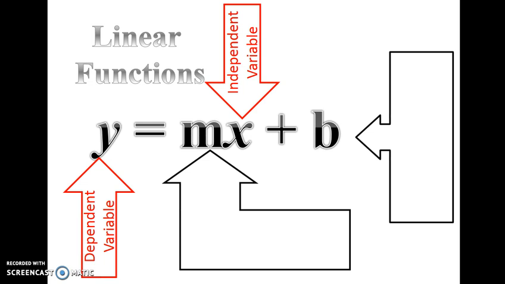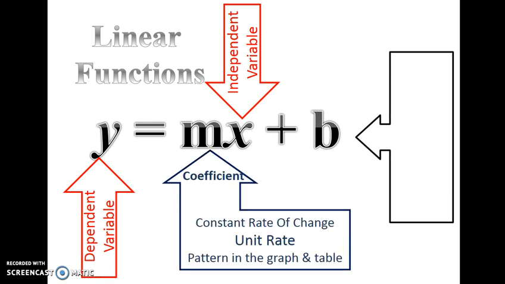So the m represents lots of things. First of all, anytime you have a number multiplied by a variable, that's called the coefficient. So the coefficient is the number in front of the variable, and m here would be a coefficient. But it's much more than that. It's going to be the constant rate of change. And remember, the constant rate of change is always a unit rate. It will be the pattern in the graph and table as x increases by 1. Later, we'll also call it the slope.